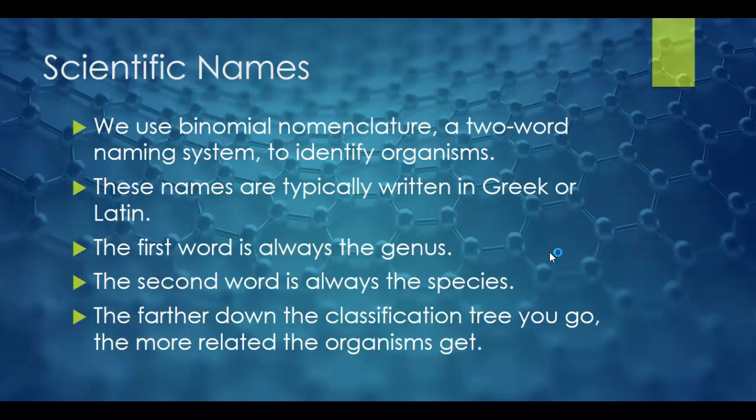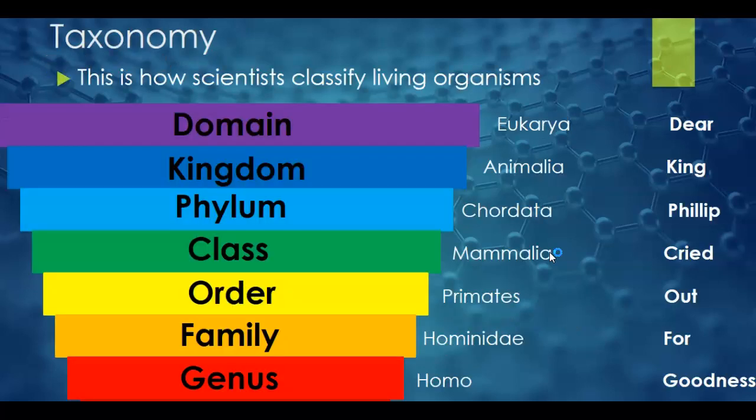And again, the farther down that classification tree you go, the more related organisms get. Also, if two organisms share a level of classification, that means they also share all the levels above it. So let's go back and look at that for a second. If two organisms are in the same family, that means they're also in the same order, class, phylum, kingdom, and domain. If two organisms are in the same phylum, that means they will also be in the same kingdom and domain. You can assume every level above it. You cannot assume the levels below it. You will also need to know that for this week.